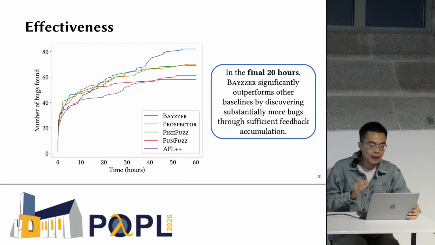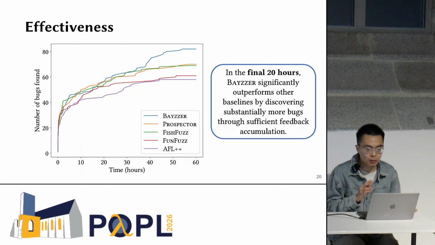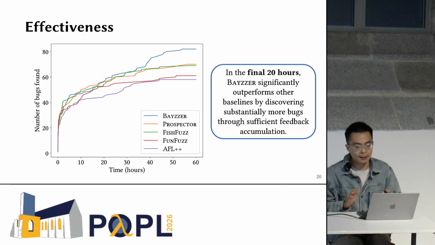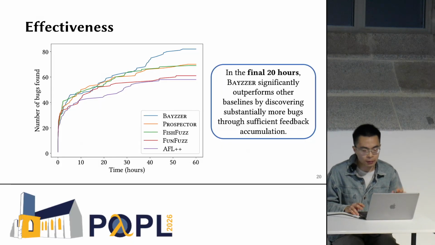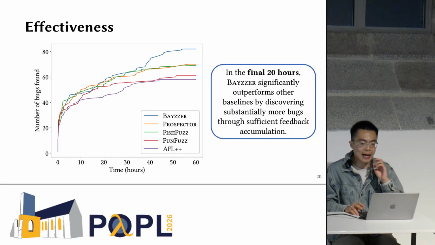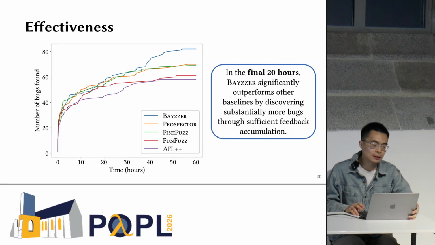As shown, Bayesian does not have a leading advantage in the first 40 hours. However, as a large amount of feedback accumulates, its strong guidance ability becomes apparent in the final 20 hours, clearly surpassing the other baselines. This further demonstrates the effectiveness of Bayesian program analysis in guiding fuzzing.